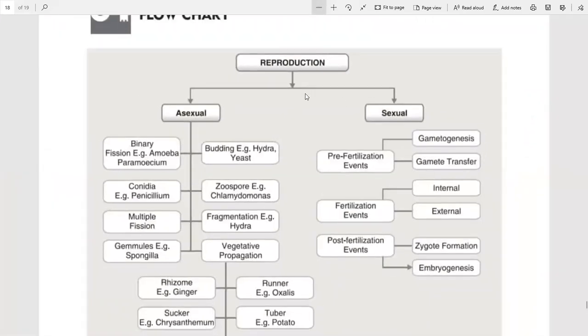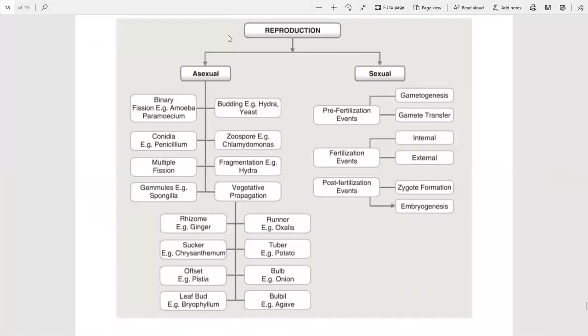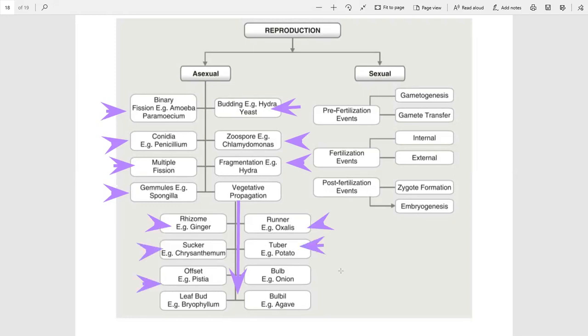To sum up, asexual reproduction with full examples is given. Here you can see binary fission occurs in amoeba and Paramecium, budding in hydra and yeast, conidia in Penicillium, zoospore, example Chlamydomonas, multiple fission in amoeba, fragmentation in hydra, gemmules in Spongilla, and vegetative propagation further divided into runners, rhizomes, sucker, tuber, offset, bulb, leaf bud, bulbil.